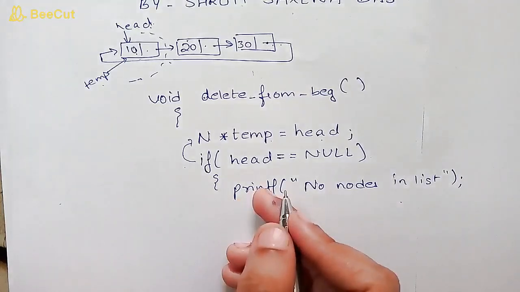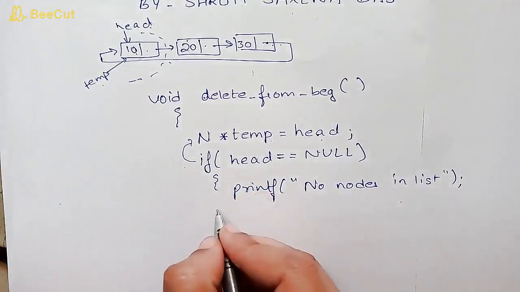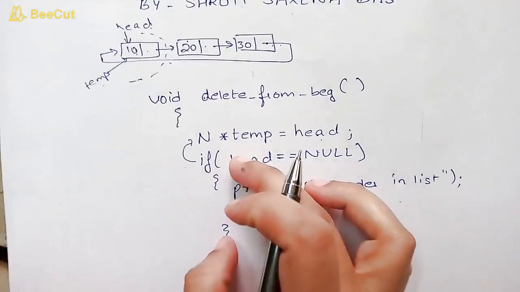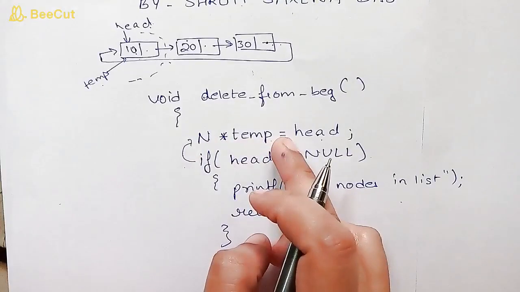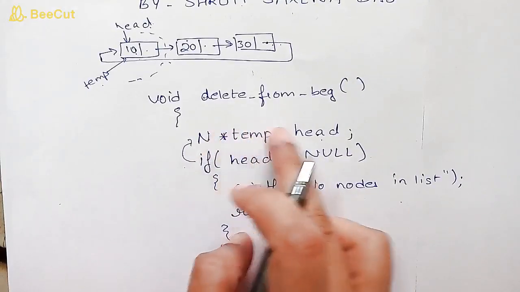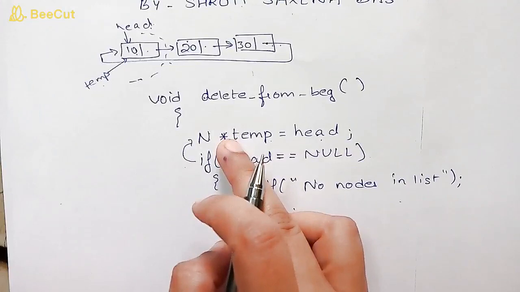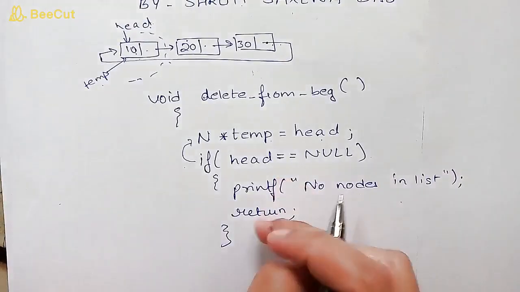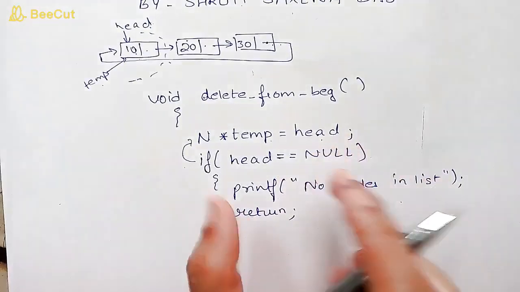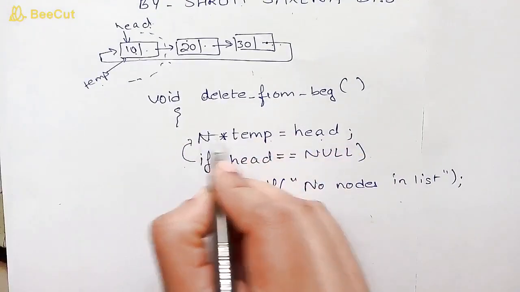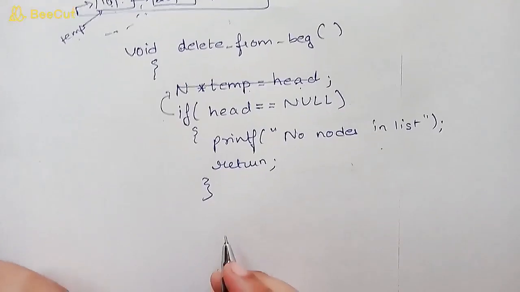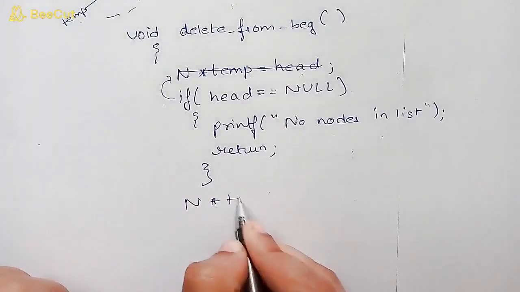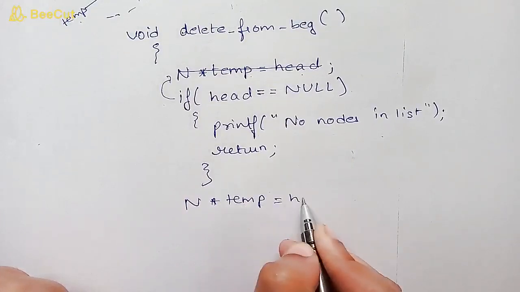As this is a delete operation, no need to use malloc, only the free function will be used. So I'll write return and I'll return. So this code you can write before taking temp, because I'm assigning head to this temp. If head is null, there is no need of initializing temp. Simply we can return from here. So this particular line, I'll strike it and write it over here. So I check whether head is null or not, and I'll take temp equals head.